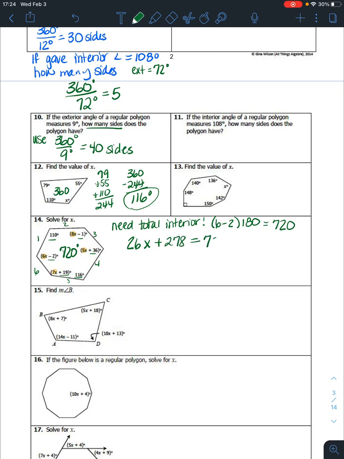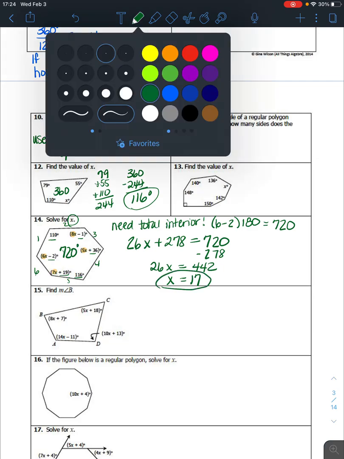And all of that should equal, the total of all the angles should be 720. So subtract 278 from both sides. So 720 minus 278, and we get that 26x is equal to 442. And we get that x is equal to 17, which is what I asked for, so that's my final answer.